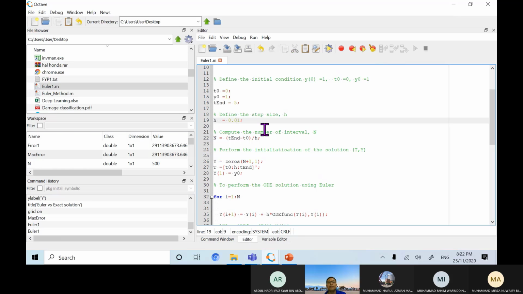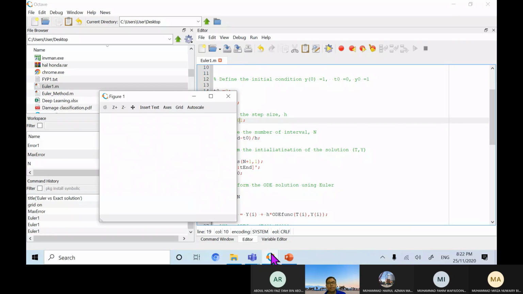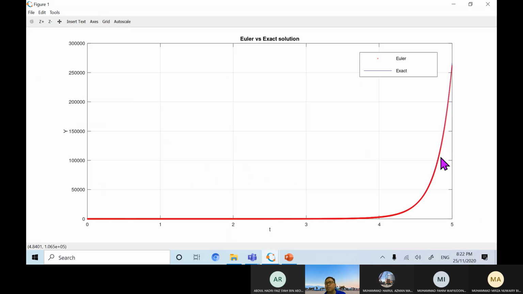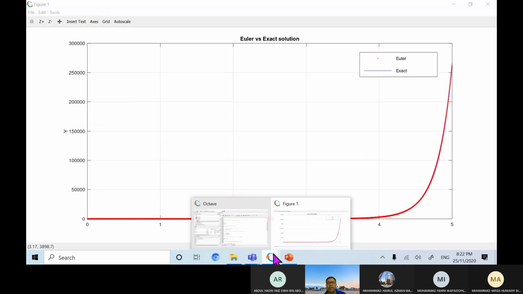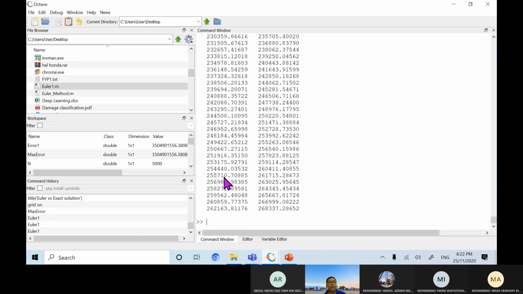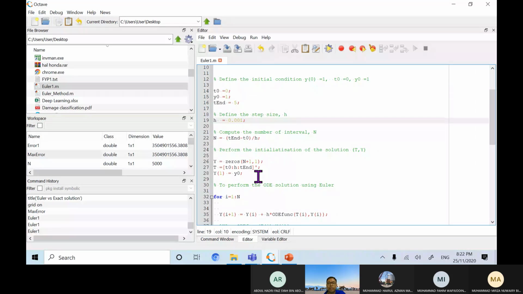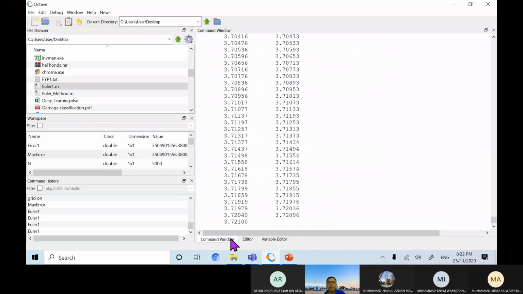Cuba saya kecilkan lagi. Better. So nampaknya garisan-garisan tu memang rapat dengan exact. So the error is how much? The error masih lagi besar juga. Error is too large. So you can try to keep on to reduce this H and run it. And access the value of your, di tengah kira nampak ni. Di tengah kira.